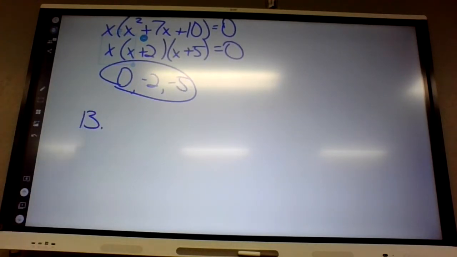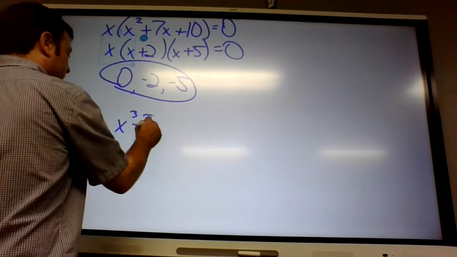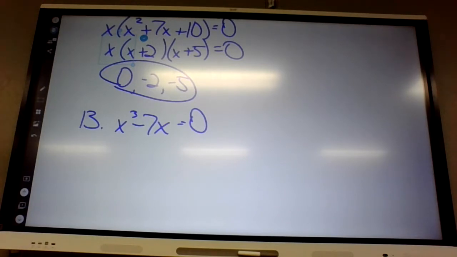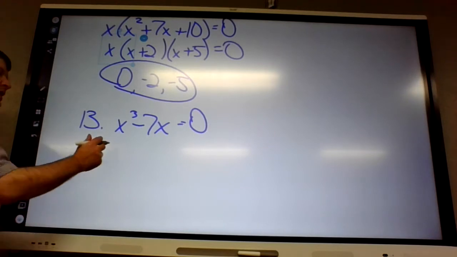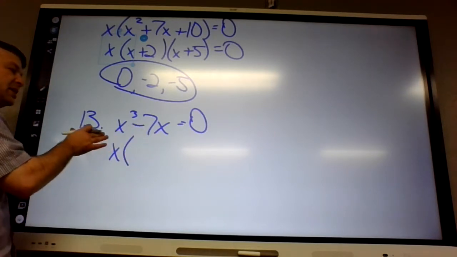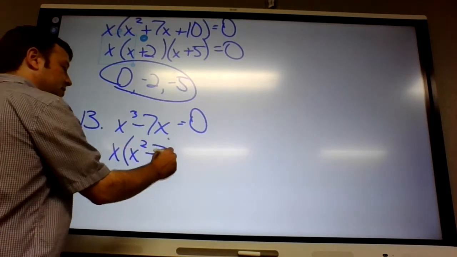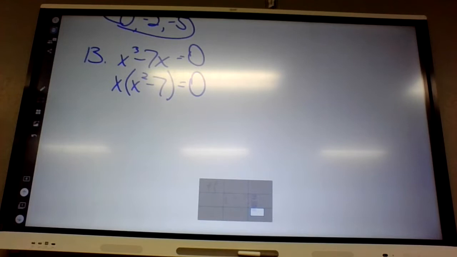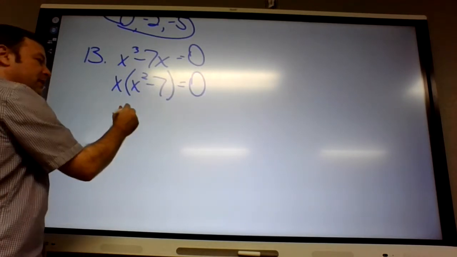13. Should we assign it? 13, x cubed minus 7x. We're setting it equal to 0. So what should we do first on this one? You could divide by x. You take an x out. We're not really dividing by x because you don't want to get rid of it, but taking it out is kind of like division. Okay, we need x squared minus 7 equals 0, right? So what do I do?